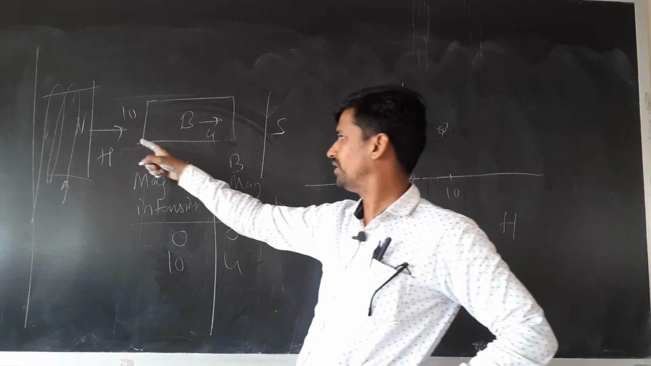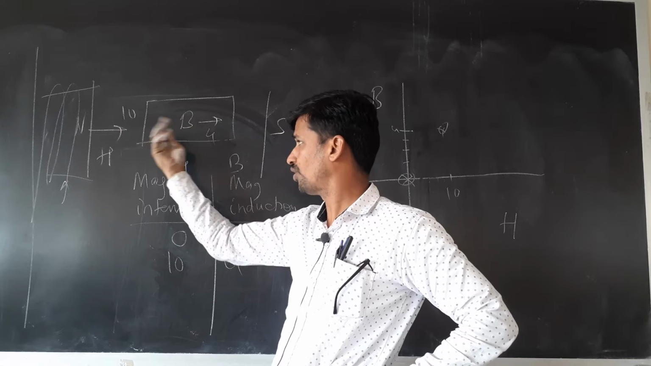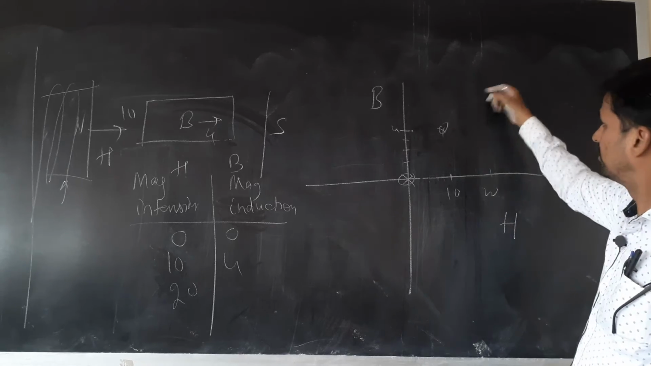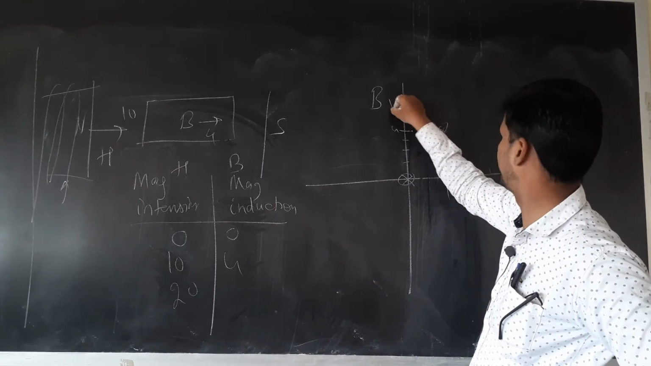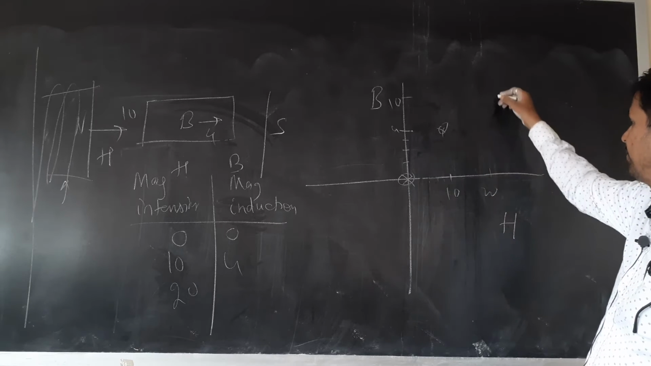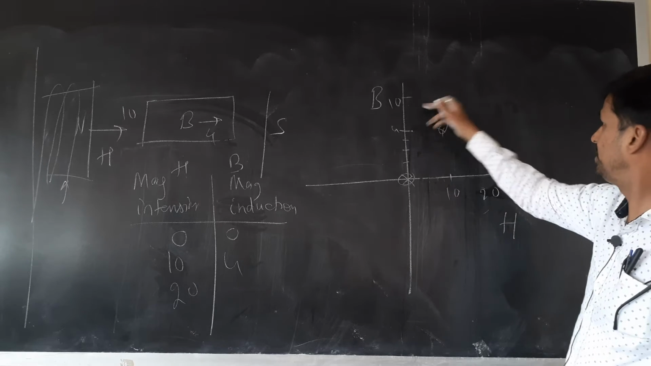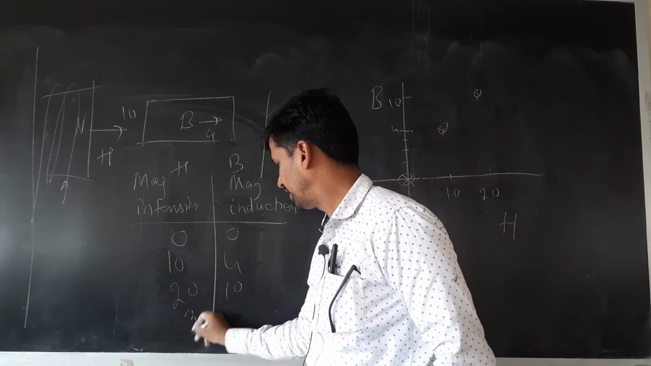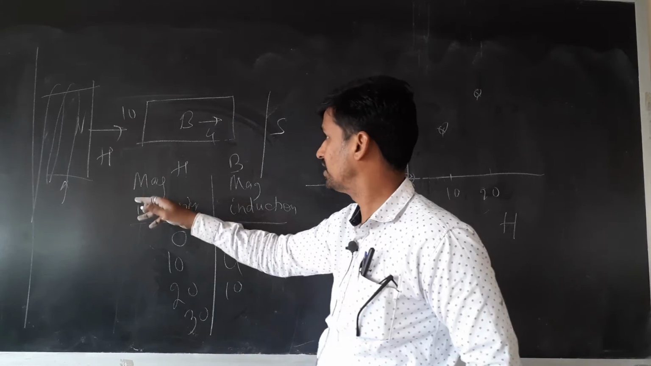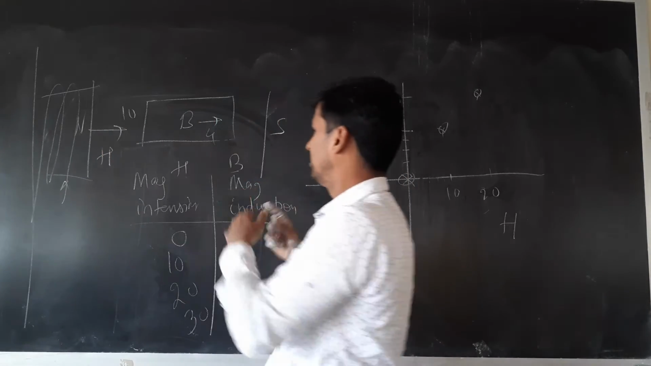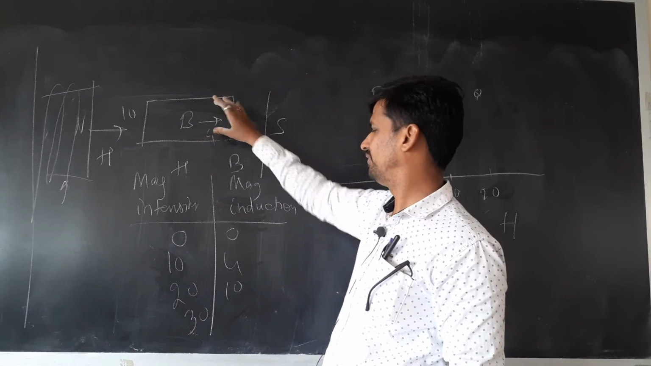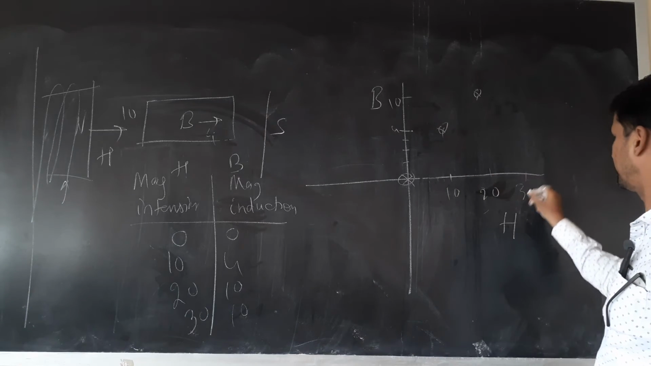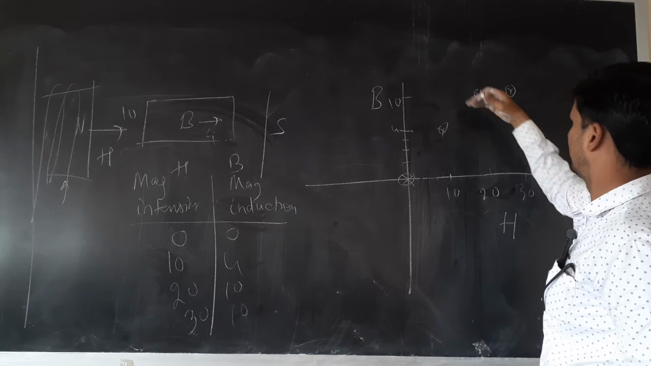Now make the magnetic intensity more, 10 we will make 20. When you make it 20, B may become something like 10. So H is 20, B is 10, you have got this point. Even if you make H 30, the maximum magnetic field it can have is only 10. Even though we have made it 30, it has remained 10 only.